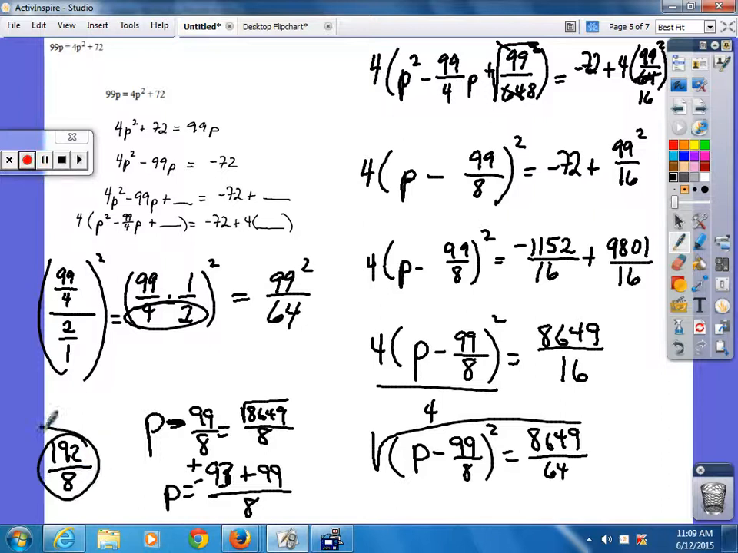And negative 93 plus 99 is 6. And 6 over 8 is what? 3/4, which is 0.75. There's our 3/4 right there. And the other one's 24. There we go. That's right. Okay, so we did get it.